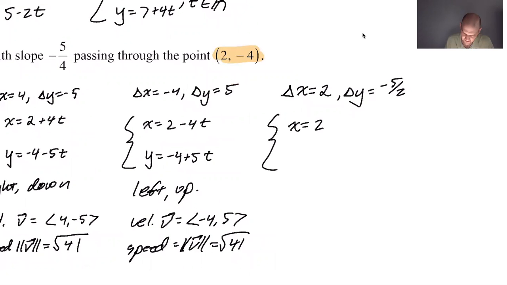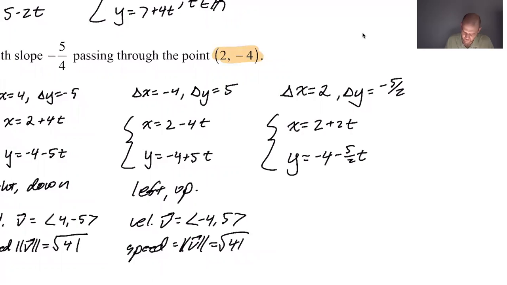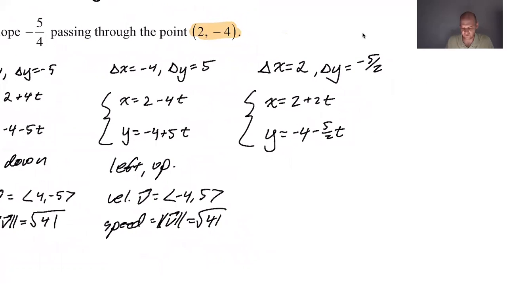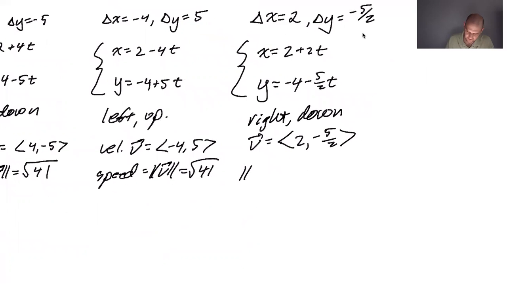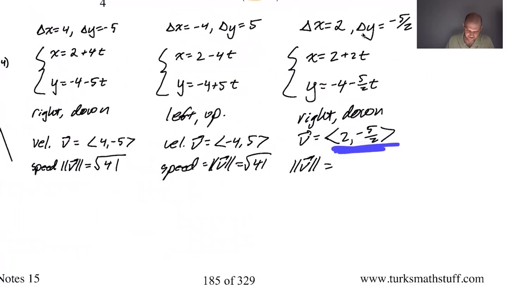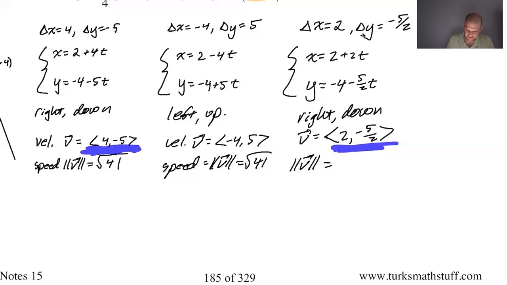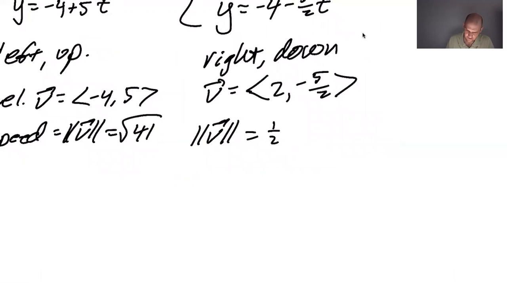So we can write our equations. X equals 2 plus 2t. Y is going to be -4 minus 5/2 t. In this case, if t increases, x increases, so we're moving right. If t increases, y decreases, so we're moving down. And then our velocity vector is going to be <2, -5/2>. And our speed, so think about what we know. This velocity vector that we just found is half of the earlier one. It's a scalar multiple, 1/2, which means the speed should be half as well. So it's 1/2 of radical 41.